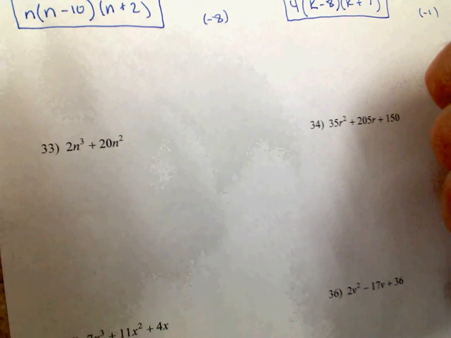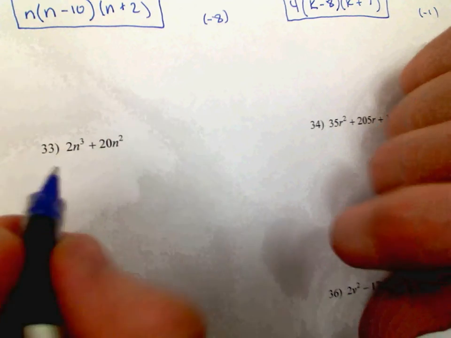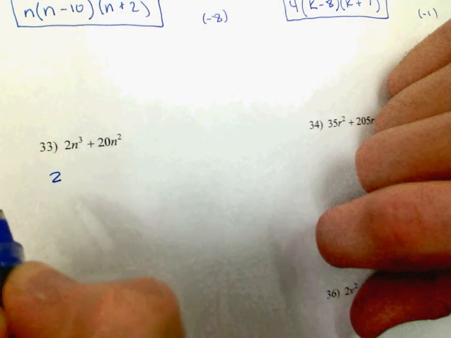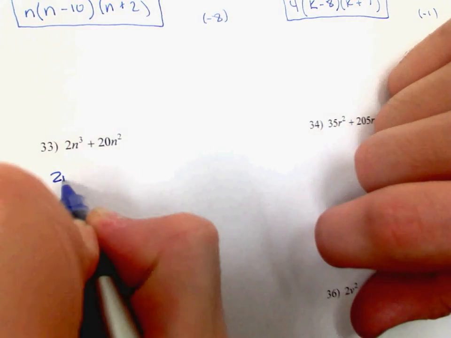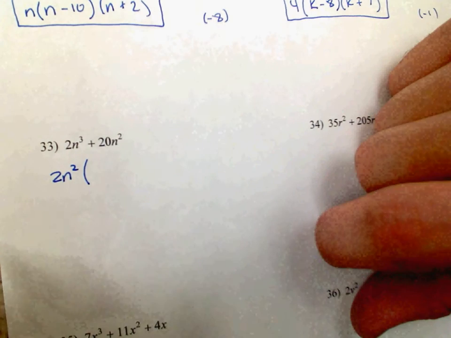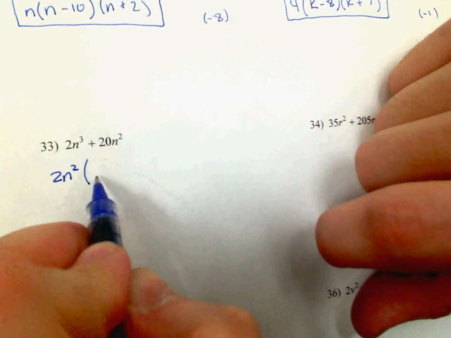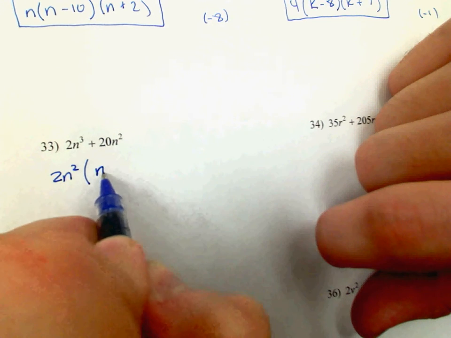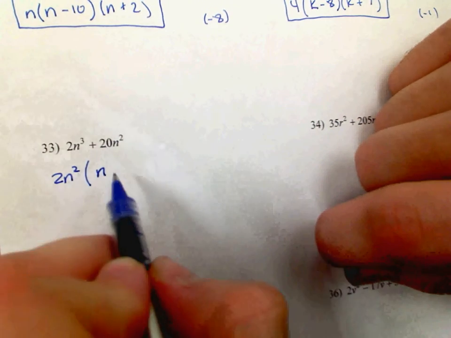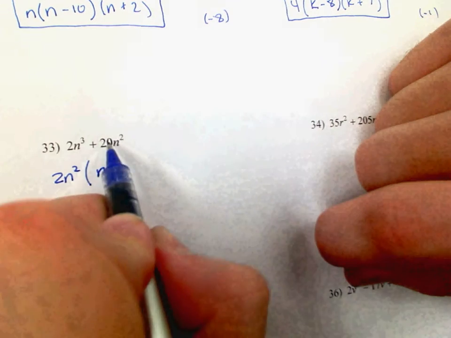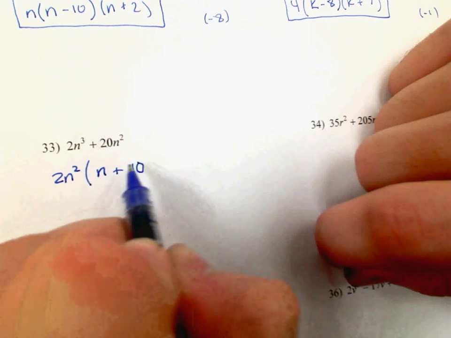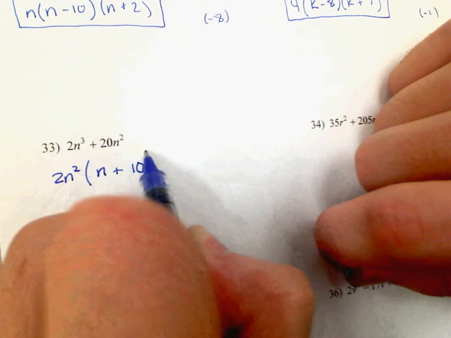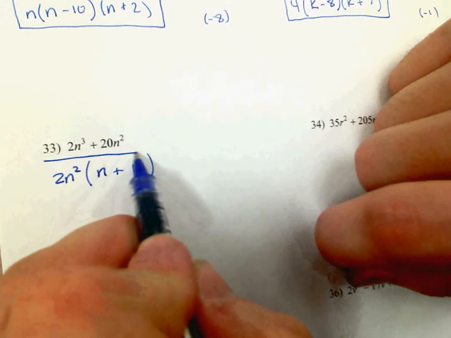2 and a 20 have a 2 in common. N to the third, n squared, I can take out an n squared, and that'll leave me with 2 divided by 2 is 1, n to the third, take away 2 of them, I only have 1 n left. Don't write 1 n, just write n. Plus, 20 divided by 2 is 10, n squared, took both of them away, just 10. Since there's only two terms, there's nothing else you can do but pull something out.